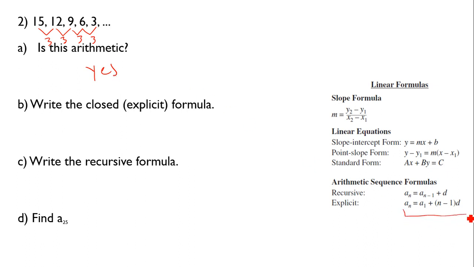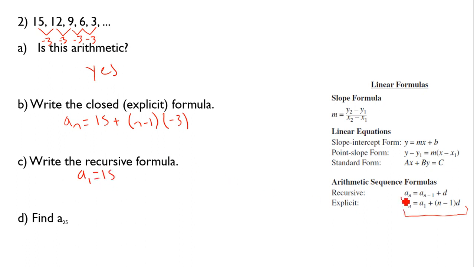Here it is again down here. Okay, and so I'm going to just plug some stuff in. A sub n equals a sub 1, so that's 15 plus n minus 1 times our common difference. This time it is 3, but we were going down each time, right? So we should actually say negative 3, okay? So that's getting multiplied by negative 3, okay? And there's our explicit formula. Remember, for the recursive, we have to say what a sub 1 is. So a sub 1 is 15.